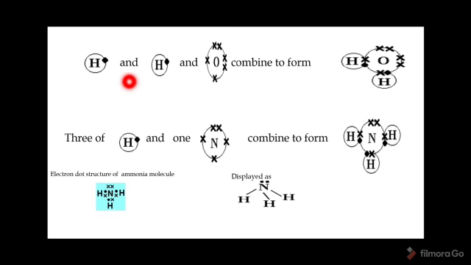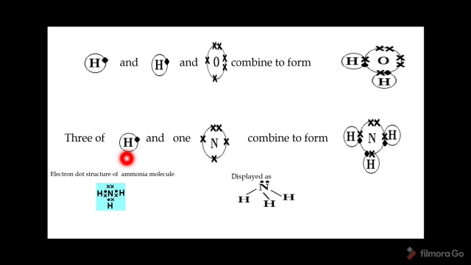Formation of H2O. Two hydrogen atoms combine with 1 oxygen atom to form H2O. Here oxygen has 6 electrons in the outermost shell. It is in need of 2 electrons. So it shares electrons with 2 hydrogen atoms and forms a covalent bond between hydrogen and oxygen. As this bond is formed by sharing of electrons, this bond is called a covalent bond.